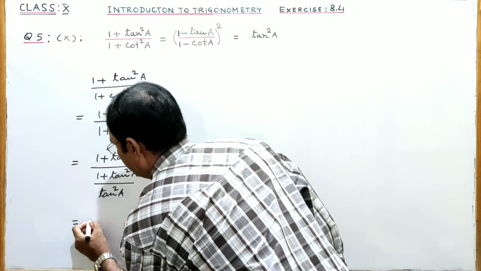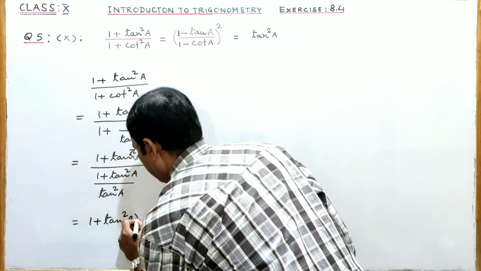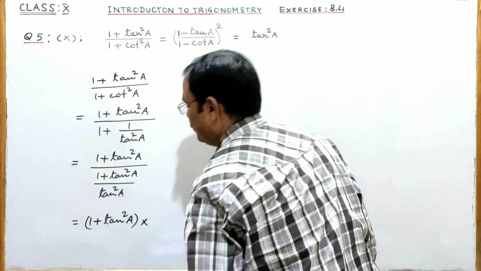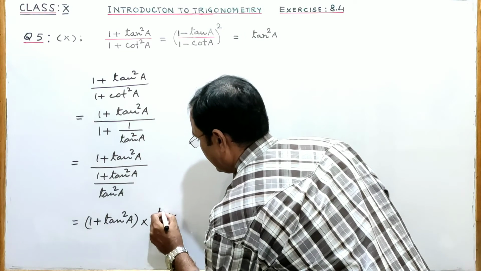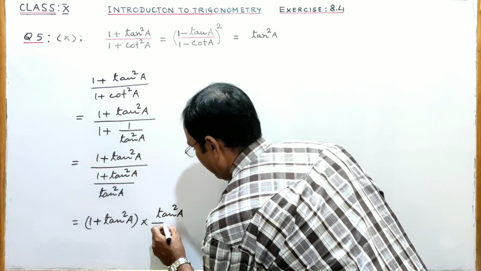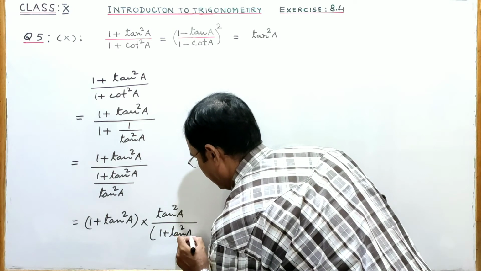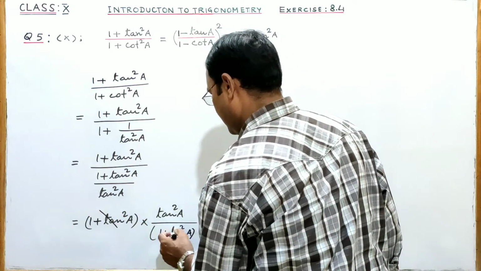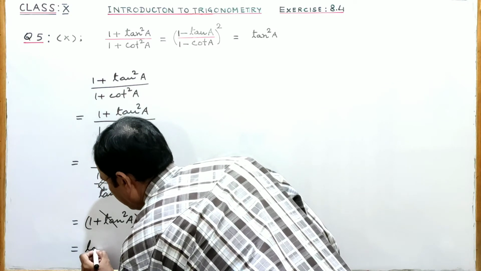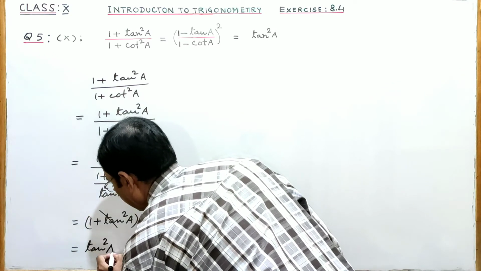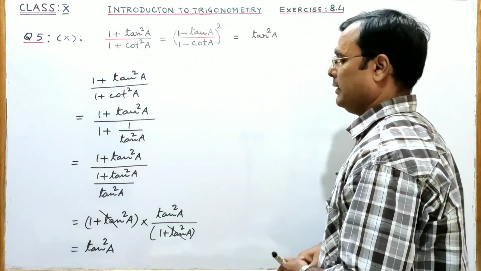So this is equal to 1 plus tan square a into reciprocal of this denominator. So tan square a by 1 plus tan square a. 1 plus tan square a, 1 plus tan square a cancelled. So this is equal to tan square a. So we have simplified this first part and proved it equal to tan square a.